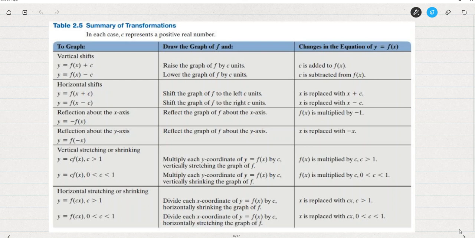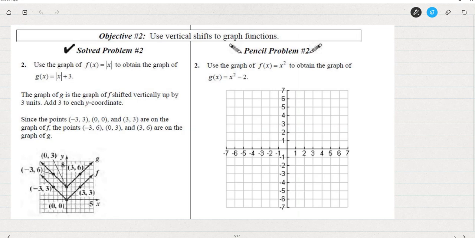Next, we're going to look at some different transformations. This chart comes right out of your book, and I'd recommend that you become familiar with this chart. We're going to start with vertical and horizontal shifts. Use a graph of f of x equals x squared to obtain the graph of g of x equals x squared minus 1.